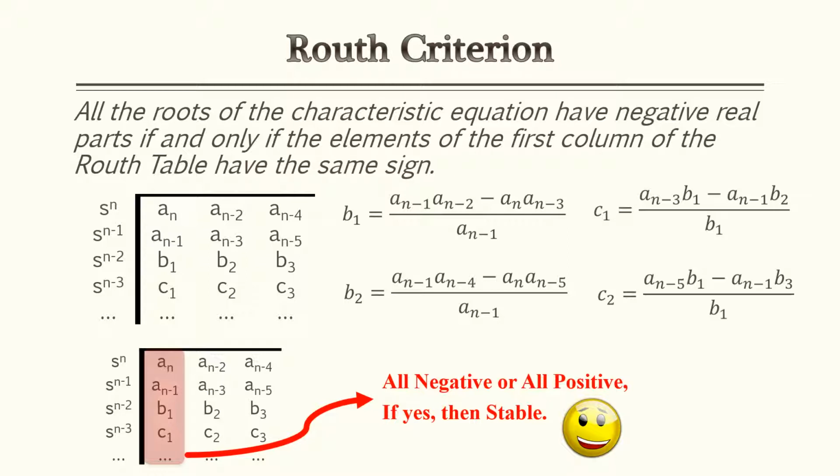So I have the Routh table below with all the equations needed to populate it. But we're going to mostly focus on that first column. And we're going to look at the constants of that first column. And if they're all negative or all positive, then the system would be stable. And you're going to get a full understanding of how this works in the examples which we're going to go over next.